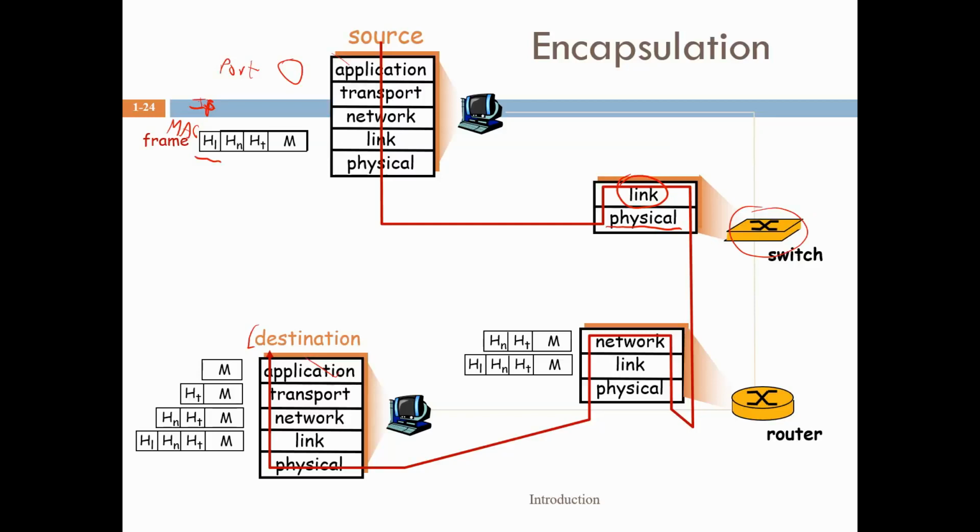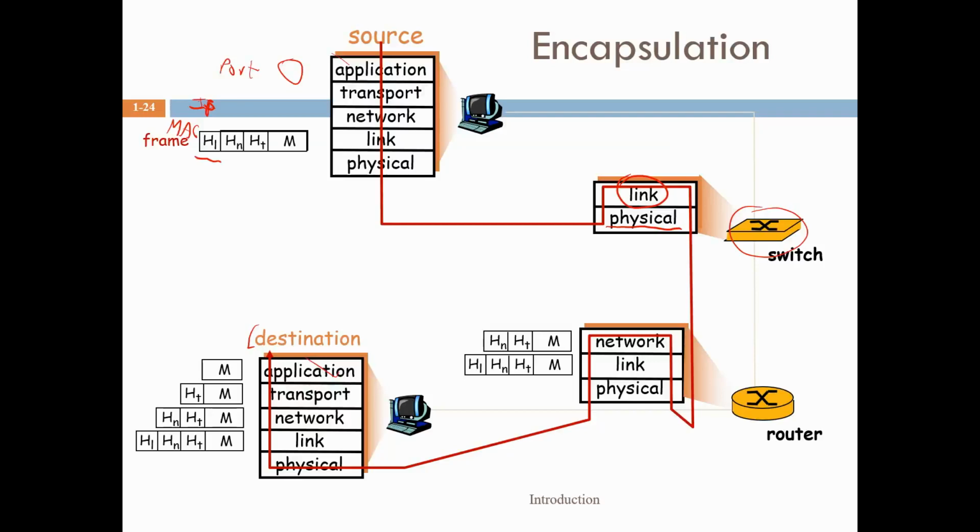So in the data link layer, the switch will actually add the source MAC of the source, and the destination MAC will be that of the router. And so when the switch receives this data link layer header, it will read the source MAC of the source and destination MAC of the router, and then it will forward this packet to the router.